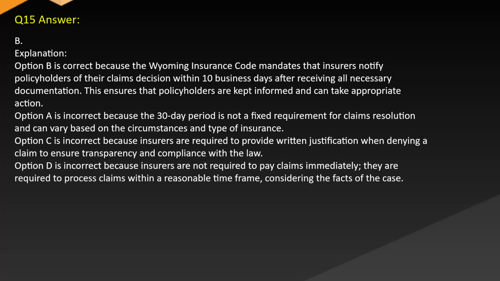Option C is incorrect because insurers are required to provide written justification when denying a claim to ensure transparency and compliance with the law. Option D is incorrect because insurers are not required to pay claims immediately. They are required to process claims within a reasonable time frame, considering the facts of the case.